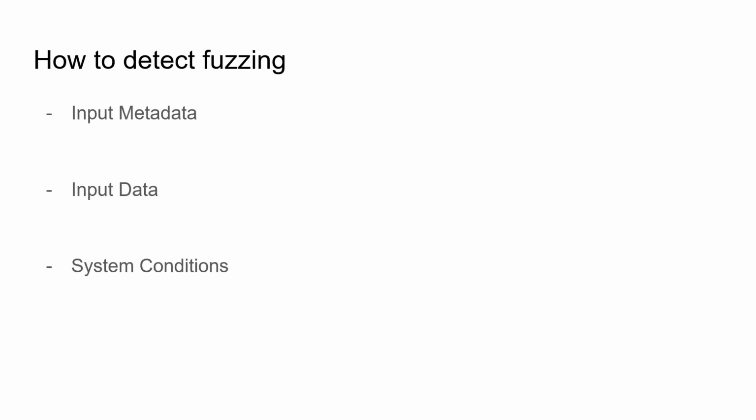So there are a few ways that we can detect if fuzzing is occurring. The first is to look at input metadata, timestamps, file name, file size, things of that nature. We could also look at the input data itself, validate that it's good input data, and validate if it follows a certain format that fuzzers follow. And then we can also look at the system conditions of the fuzzer running on the machine and detect if there's something that would indicate a fuzzer is running.